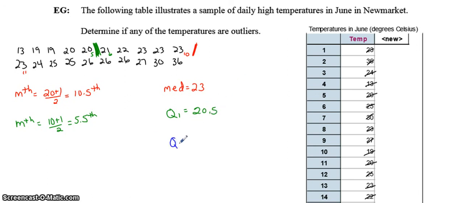For Q3, once again, it's going to be in between the 5th and the 6th position. So that's 1, 2, 3, 4. The 5th is 26. The 6th is 26. So right in between, Q3 is equal to 26.